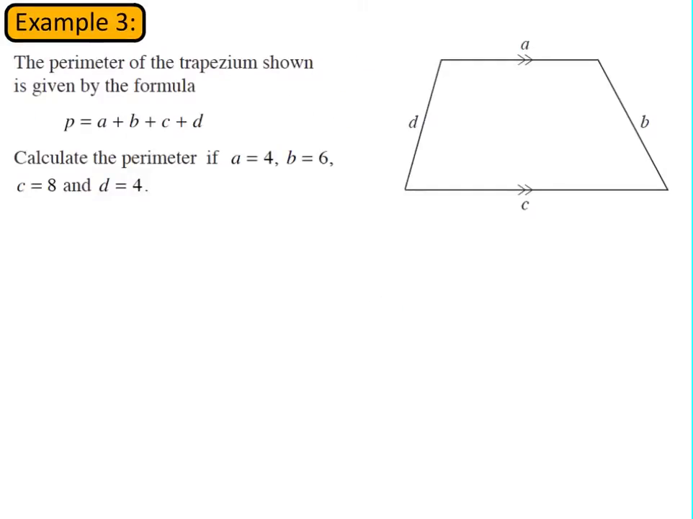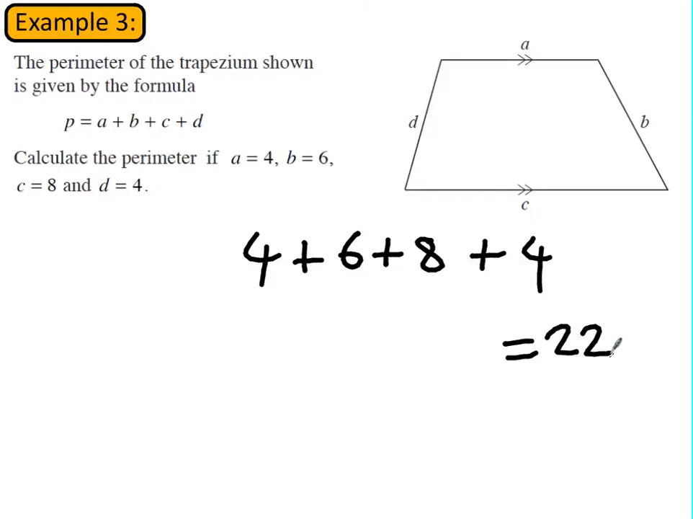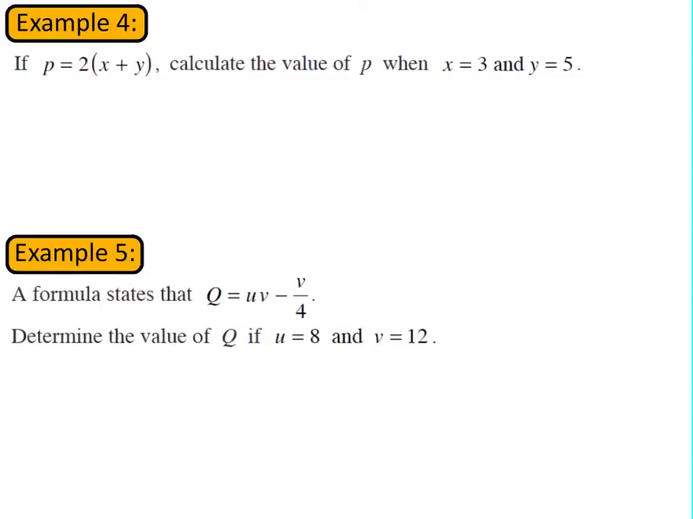Okay, in example 3, we've got a trapezium, and we are asked to calculate the perimeter, so that's all the way around the outside. So A plus B plus C plus D, so that's 4 plus 6 plus 8 plus 4. So 4 plus 6 is 10, plus 8 is 18, plus 4 is 22. And that's our answer for that example.